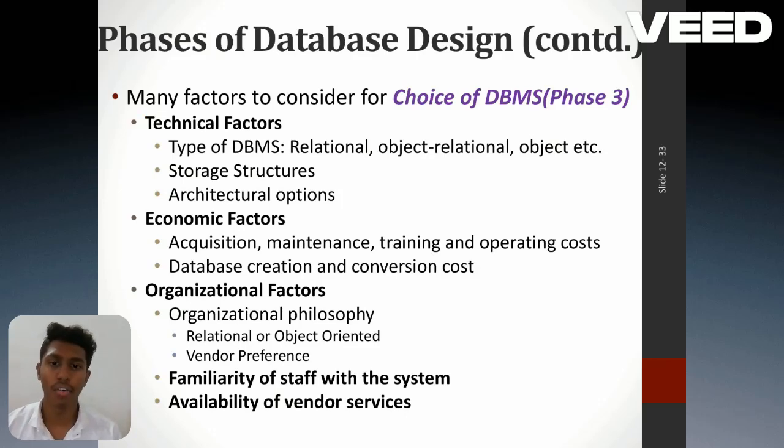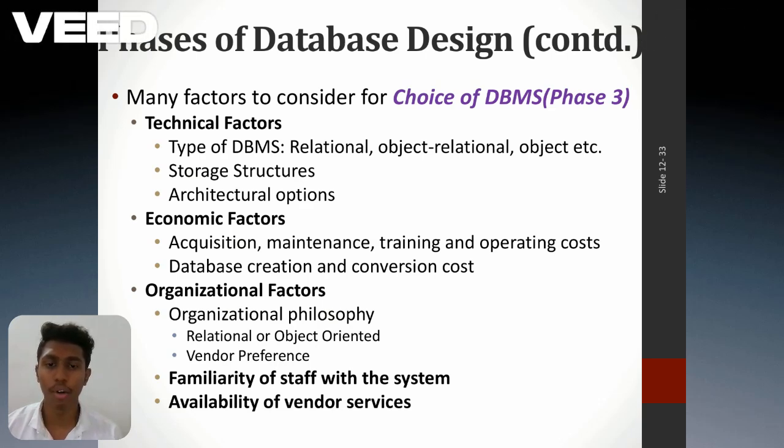So now we will learn the phases of database design. There are many factors considered in the choice of DBMS. The first factor is technical factors. These are the following things included in technical factors. The first one is the type of DBMS. There are various types of DBMS, as we learned earlier, such as relational, object, etc. The second one is the economic factor. In this, acquisition, maintenance, training, and operation costs play an important role, along with database creation and conversion cost. The next one is organizational factors. It contains two things. First one is relational or object oriented, and the second one is vendor preference.